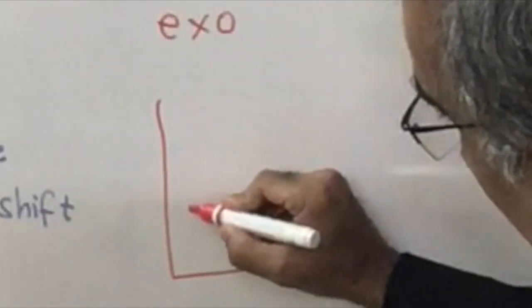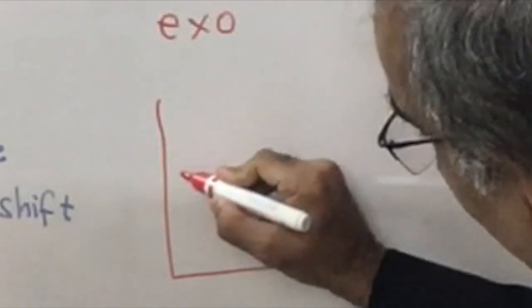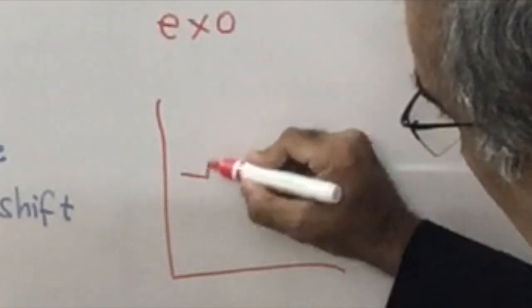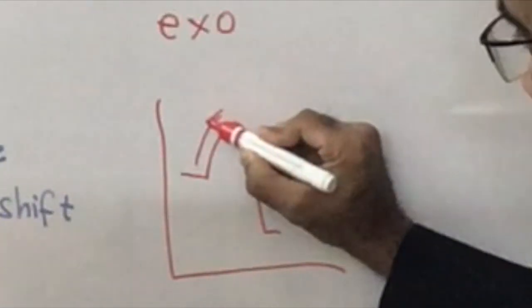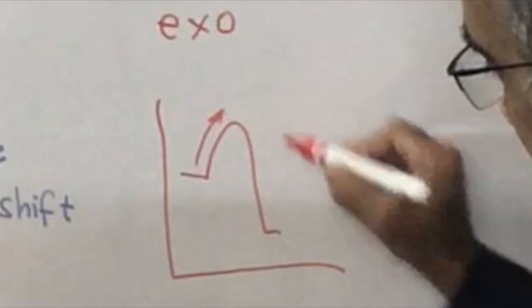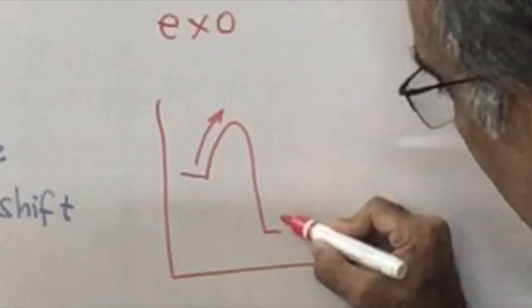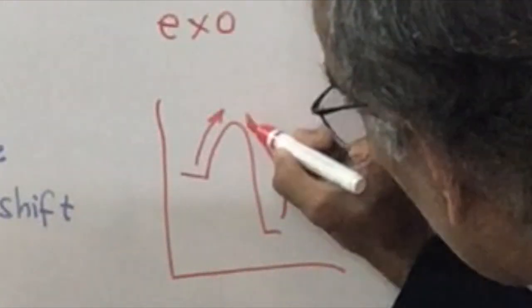And an exothermic reaction would have a reaction pathway like this, where the reactants have a certain amount of energy and the products have less energy than reactants. The energy barrier from reactants to products is smaller than the barrier from products to reactants.